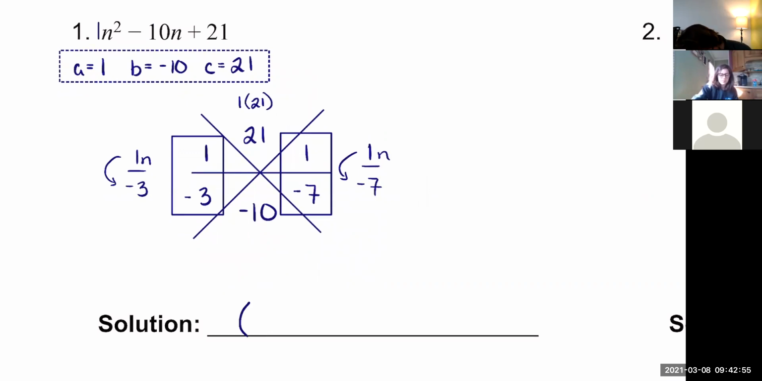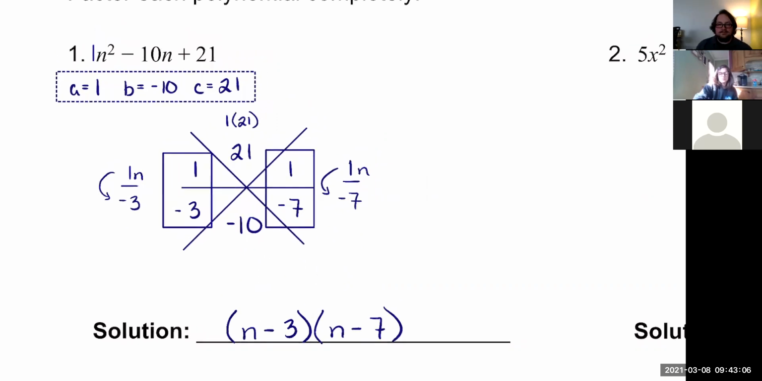In this case, 1n minus 3 and 1n minus 7. If you're putting the 1s in front of your n's still, that's fine too. I try to do it interchangeably.